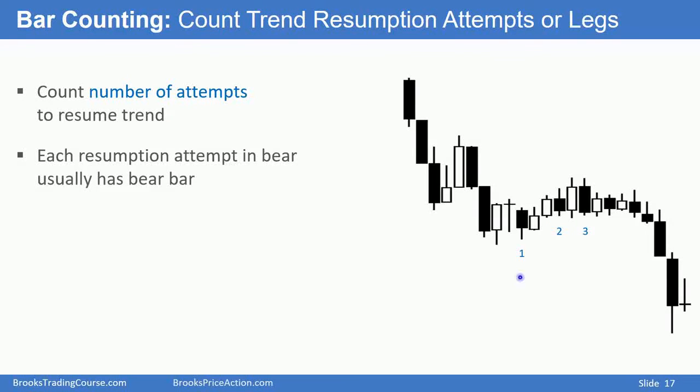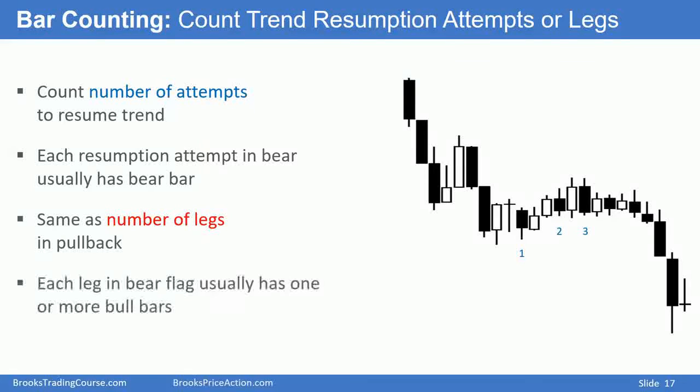So the number of attempts the market makes to resume is also the same as the number of legs up in the pullback. Leg up, a pullback, resumption down. Leg up, resumption down. Leg up, resumption down. Each leg in a bear trend has 1 or more bars. Each leg in a bear flag usually has 1 or more bull bars. So here we have 2 bull bars, and this is a bear flag in this bear trend. Here's bear trend resumption, and here we have many bull bars in this pullback. It's a weak rally, probably a bear flag, and you can see the trend resumed.